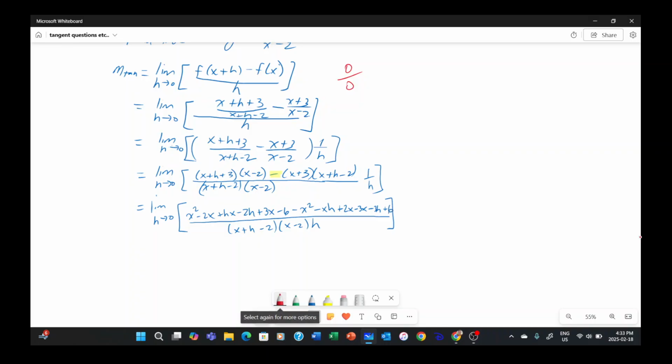I'm going to change my pen color to red because I think we're going to have a lot of slashing here. x squared and x squared go. 6 and -6 go. Let's see here. We've got a 2x and a 3x and a 3x and a 2x. They all go together. And actually, we have some extra stuff this time. We have an hx positive and an xh negative. They go away. So all of that stuff reduces to the very nice -5h.